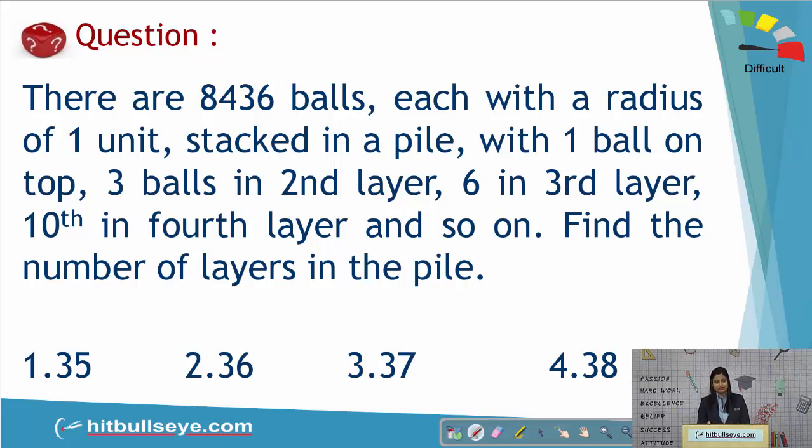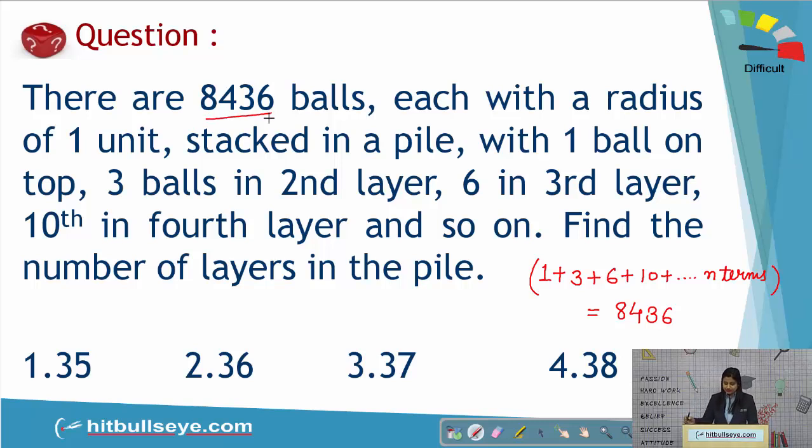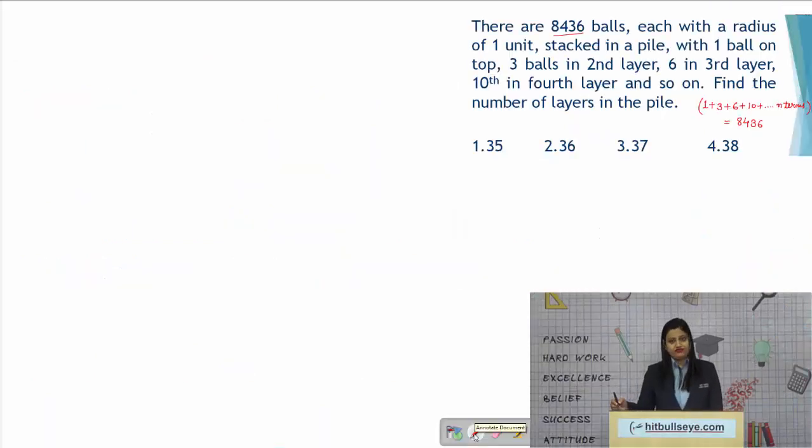We have some balls in a pile. We have 1 in the first layer, then 3 in the second layer, then 6 in the third layer, and 10 in the fourth layer, and we don't know the number of layers here. That is the question. So let us say there are n layers, so I'm writing this as n terms, and this total comes out to be 8436. We want to calculate n here. So let us see. We will take the help of series again.